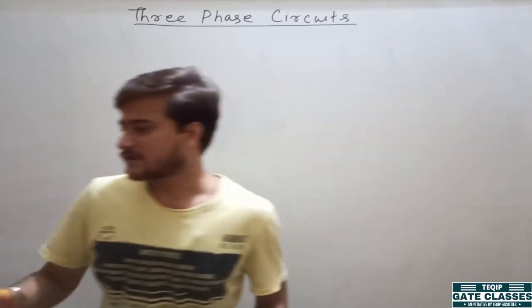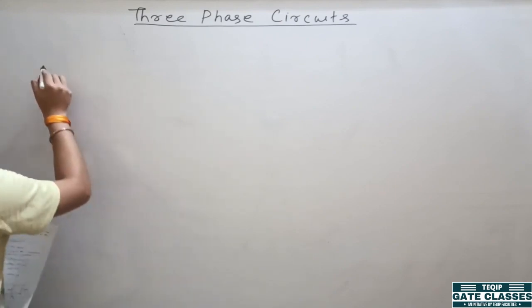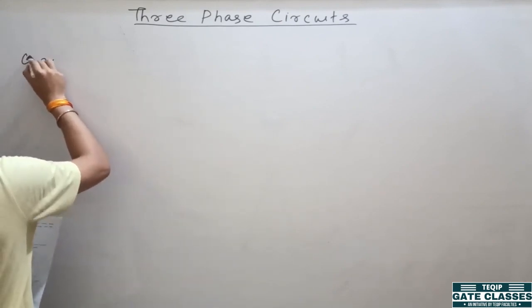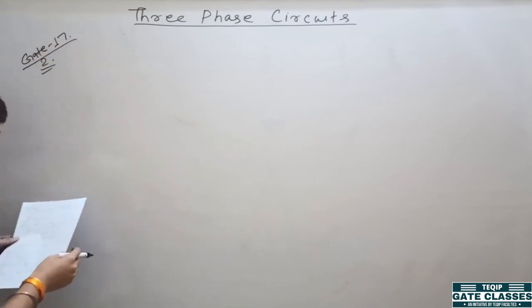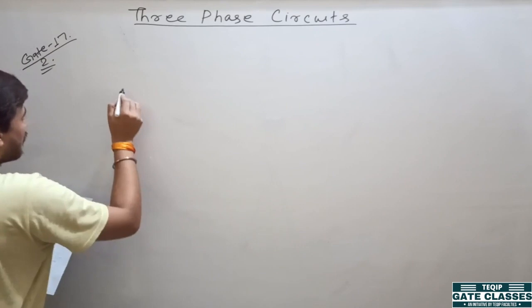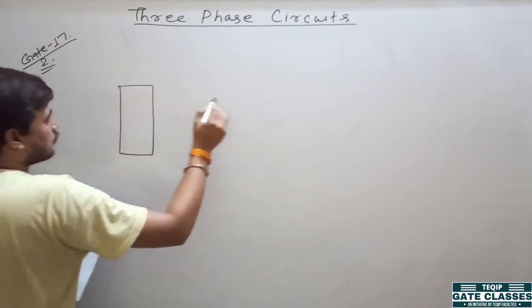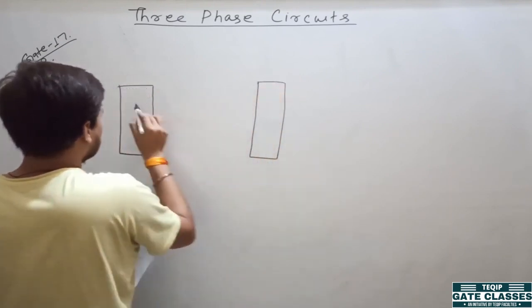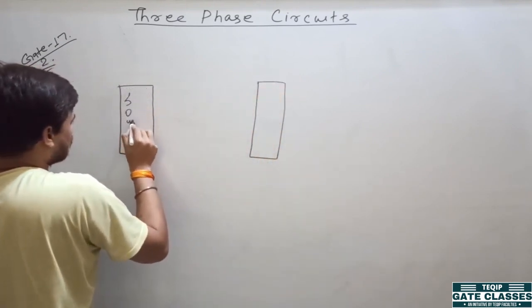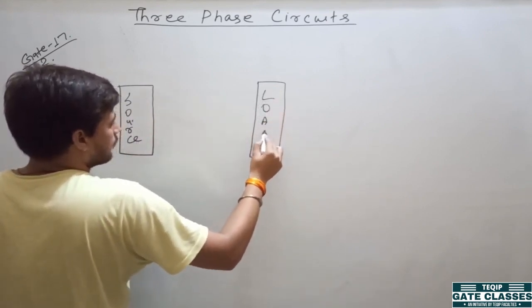Let us see the second problem. It was asked in GATE 2017 electrical engineering. You are having a source. You are having a load. Load. Clear?